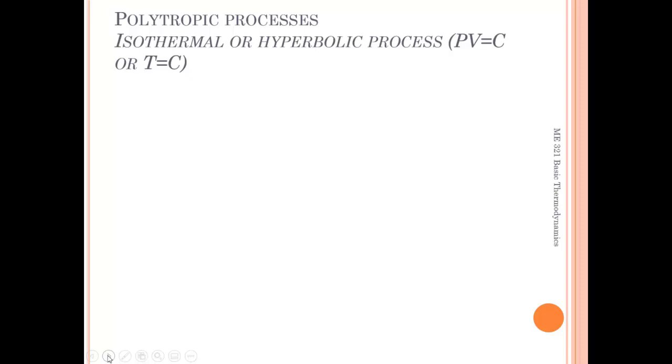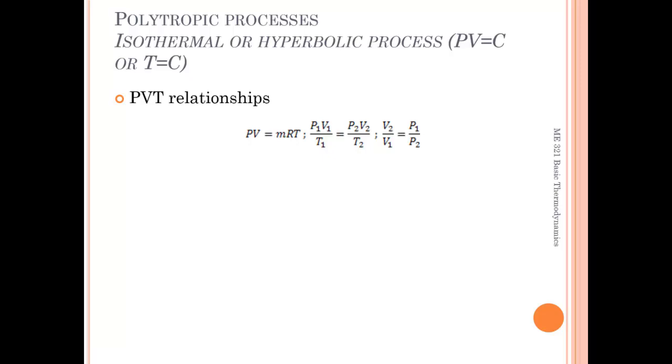The PVT relationship for isothermal processes can be expressed using the equation of state. In its other form, remember that we can simply cancel out T1 and T2. So besides the equation of state, we can express the PVT relationship in isothermal processes as V2 over V1 equals P1 over P2.